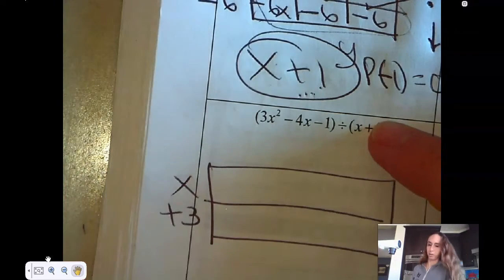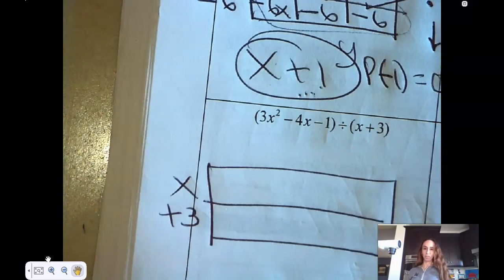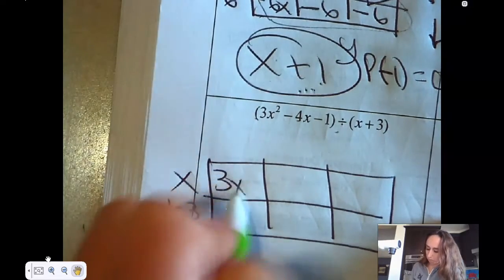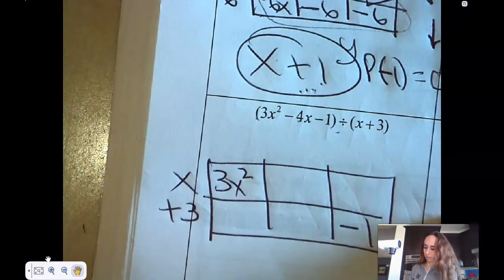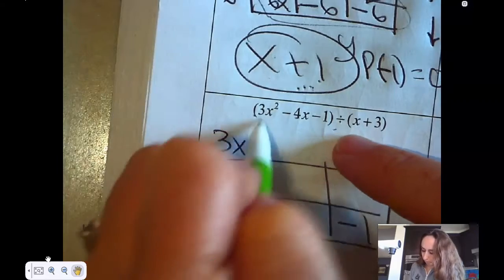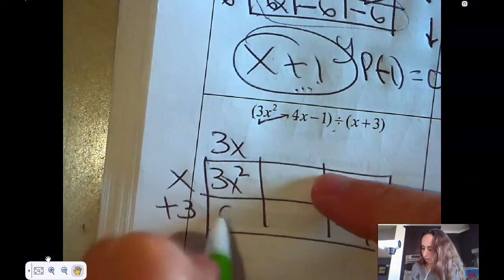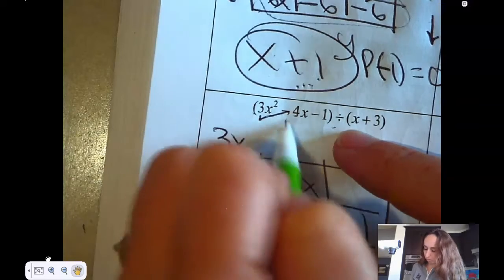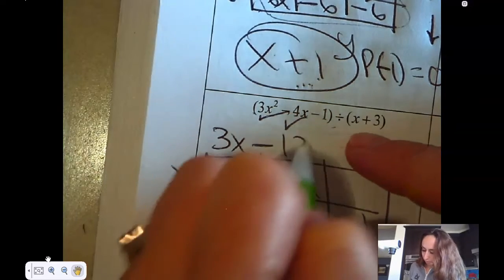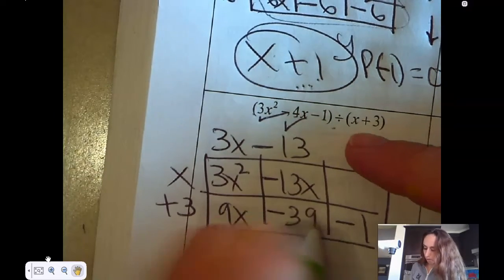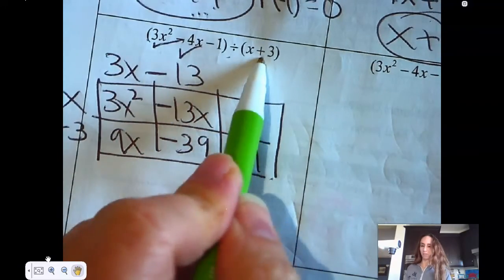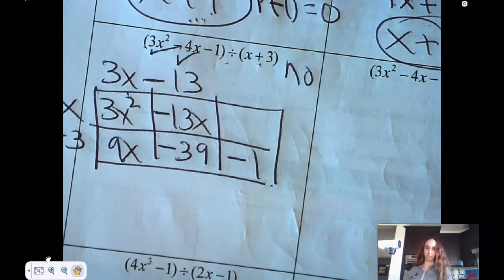X plus 3. The real test is, now that I taught you synthetic, can you still do the box? 1, 2, 3, 1, 2. First guy, last guy. So 3x, done. 9x. How do I get to negative 4x? Negative 13x. And then negative 13, negative 39. But what am I supposed to get? Negative 1. Is this a factor of this? No, it's not a factor.